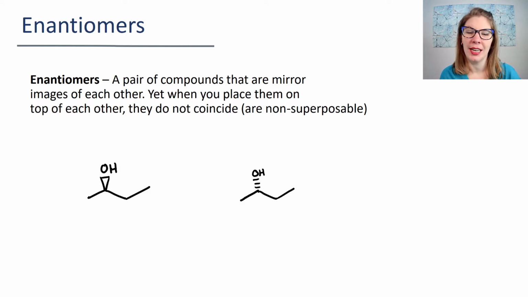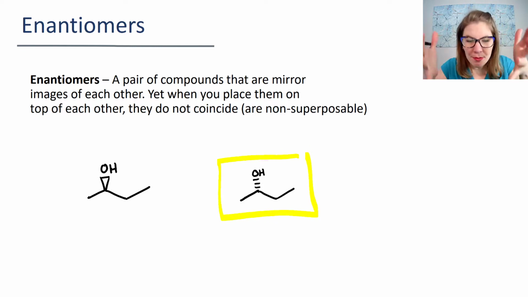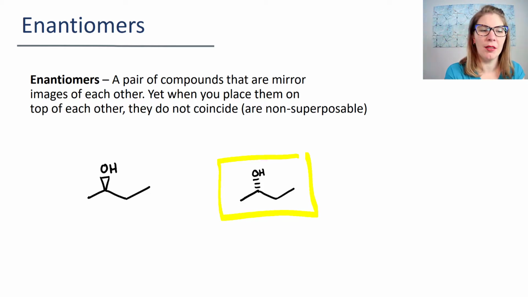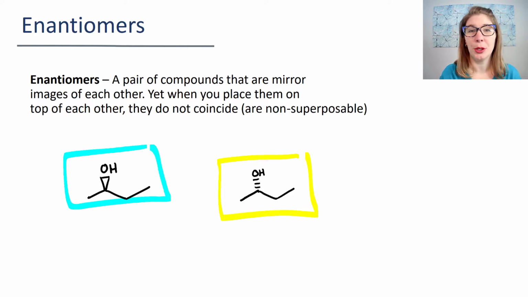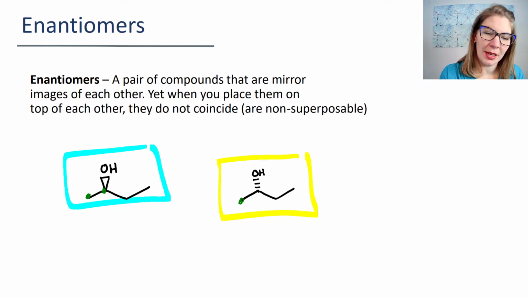Below, I have a pair of enantiomers drawn, and I want you to visualize something for me. I want you to take the enantiomer that's on the right-hand side that I've boxed in yellow, and mentally pick it up out of the page and place it on top of the enantiomer that I'm boxing in blue. When you do that, what you'll find is this carbon and this carbon are agreeing with one another. This carbon and this carbon are in the same location. You keep going, this one and this one are agreeing, this one and this one are agreeing.